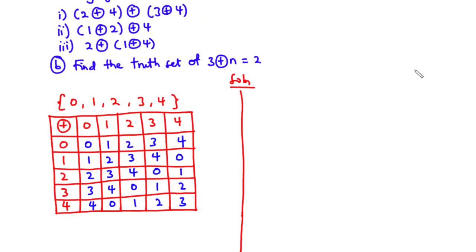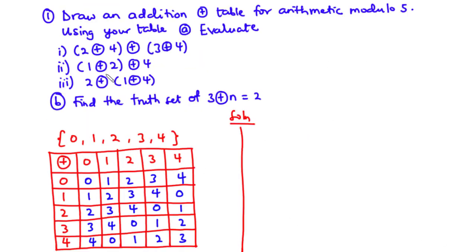So from the table, let's evaluate I, II, and then III, and then we are also going to solve for B. So for I, we are to evaluate (2 + 4) + (3 + 4). Now this is equal to, we are going to solve what's in the bracket first. So from the table, 2 plus 4 gives 1.